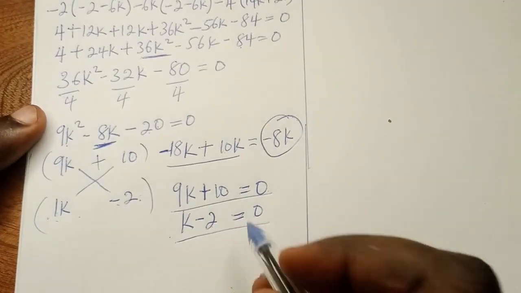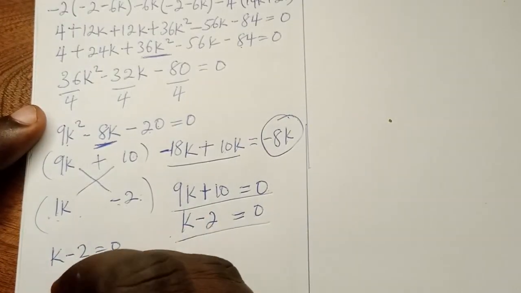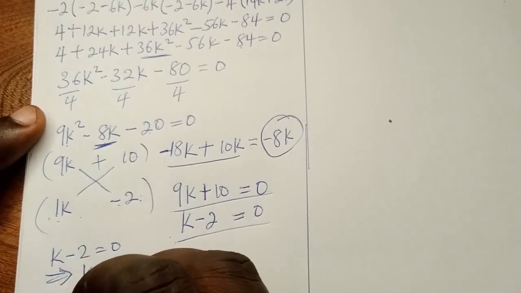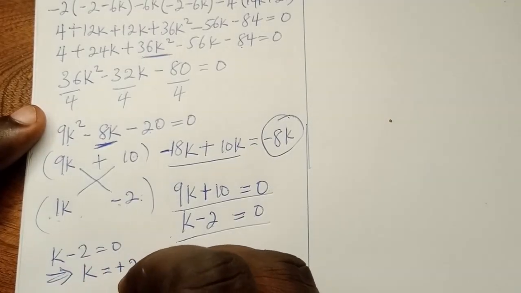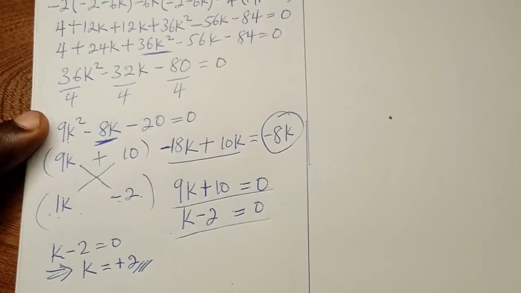Now k minus 2 is equal to 0. This implies that the value of k here is equal to plus 2. That is one of the values of k. It is plus 2.